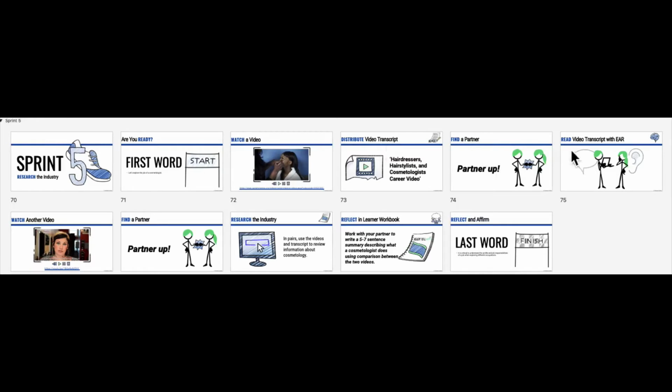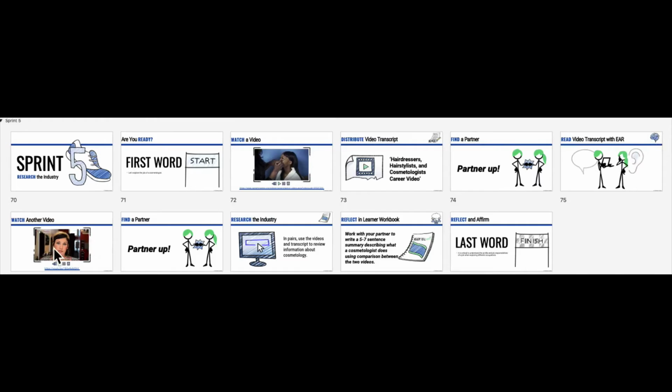They partner up, they review that transcript using the EAR method. The EAR method is a learn to learn skill. Again, you can see that little blue brain right here in the top corner. That little blue brain indicates that this is a cognitive learning skill or learning to learn skill, a training wheel skill that learners want to practice in order to build proficiency in that skill. So they read the transcript practicing that EAR strategy.